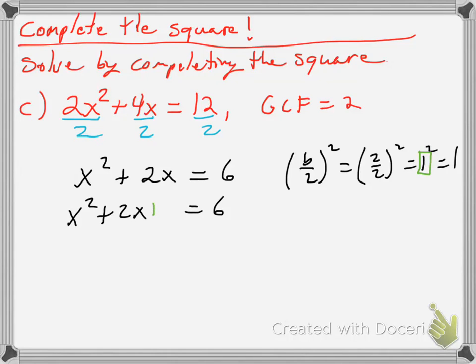We're going to go ahead and write out this step here, though. Once I find out what my b over 2 squared is, I'm going to add that to both sides. The x squared plus 2x plus 1, that is the completed square. It's going to factor into x plus 1 quantity squared. The other side is going to equal 7.